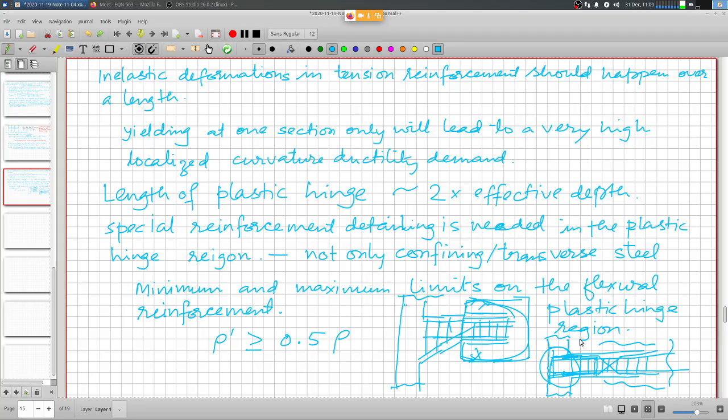So I'll stop here today. Tomorrow we will discuss the design for the shear strength of the beam, and also the column design. And after that we will come to special issues related to the beam column junction.